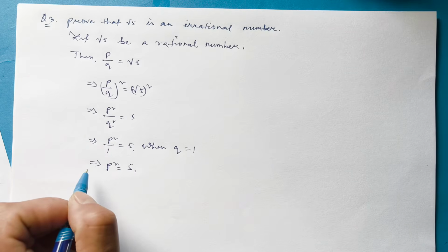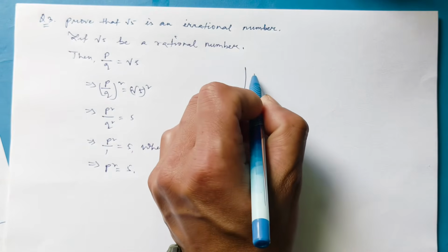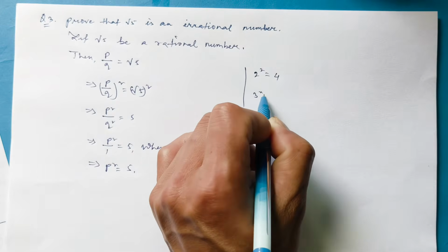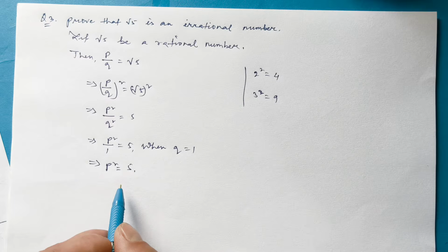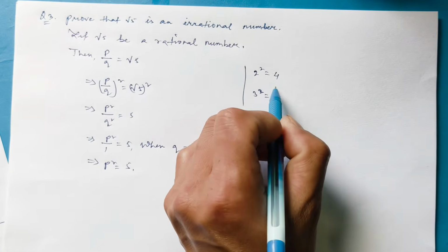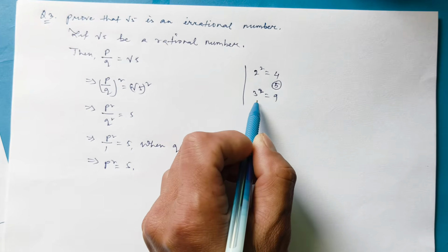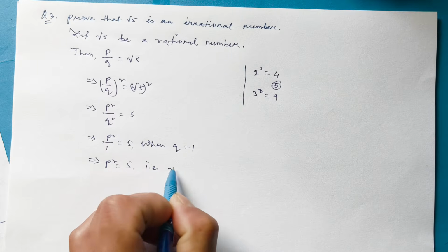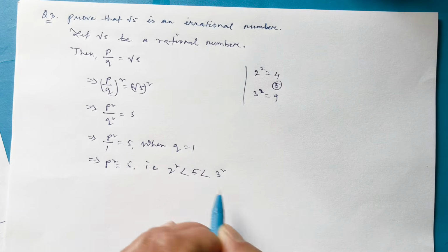Let us see, is there any rational number whose square is 5? Let us check. 2 square equal to 4, 3 square equal to what? 9. So there is no rational number whose square is 5. That means 5 lies between 2 square and what? 3 square. That is 2 square less than 5 less than 3 square.